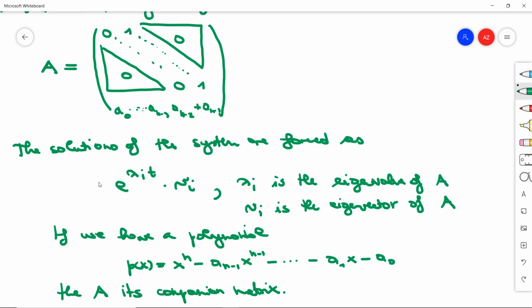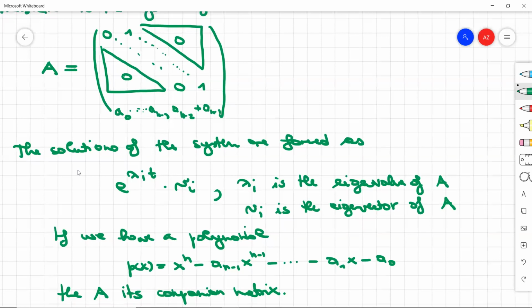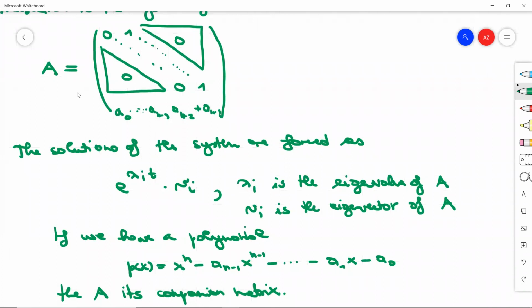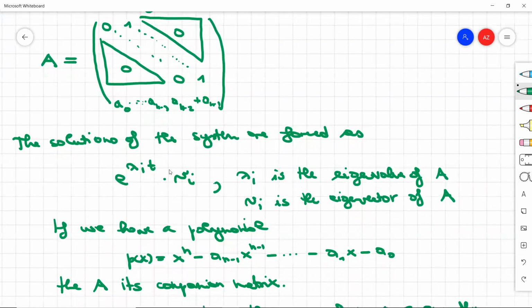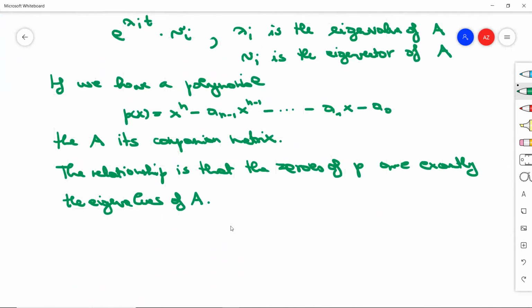So what can we infer from here? We would like to solve our differential equation of order n. We know that we can obtain the solution by translation to the system. We know how to solve the system. The system is solved just by computing the eigenvalues and the eigenvectors. And then out of those eigenvalues, I will just write you the solution of the system.